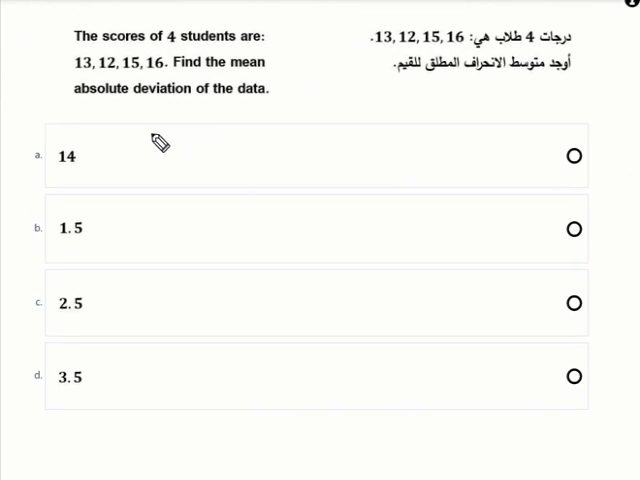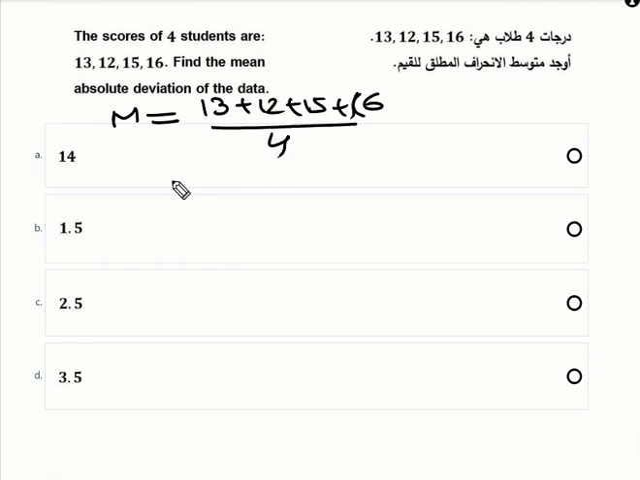For mean absolute deviation, I told you first you will have to find the mean. So how will you find the mean? M is equal to add all the numbers, 15 plus 16, and then how many numbers are there? 4 numbers are there, so divided by 4. 13 and 12, 25, 25 plus 15, 38, 38 and 6, 44 and 10, 54, I guess. I am sure it is the correct answer.